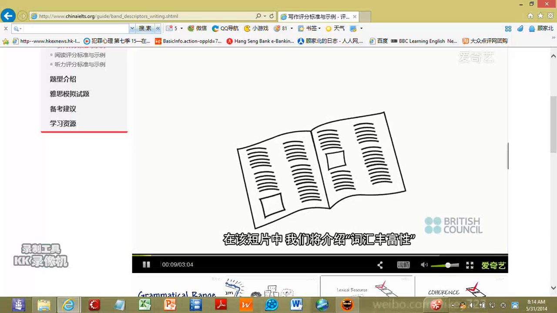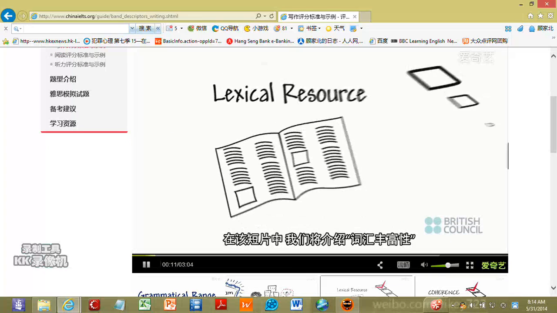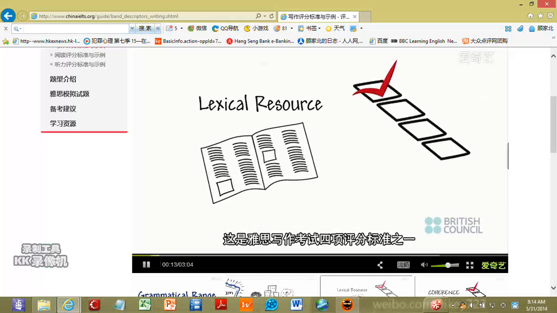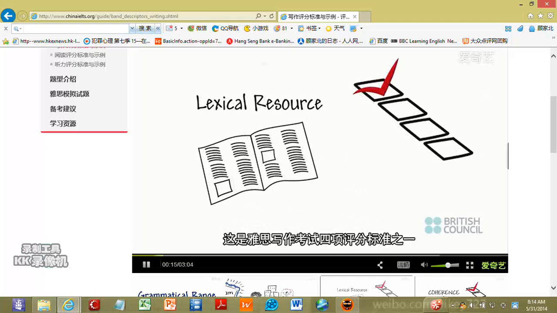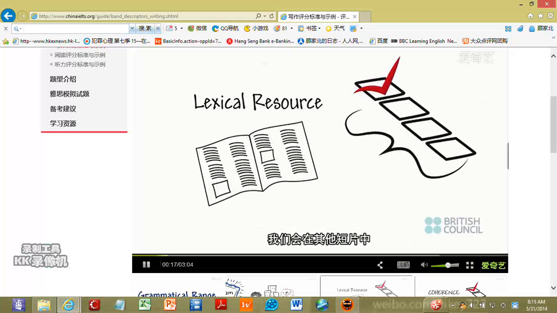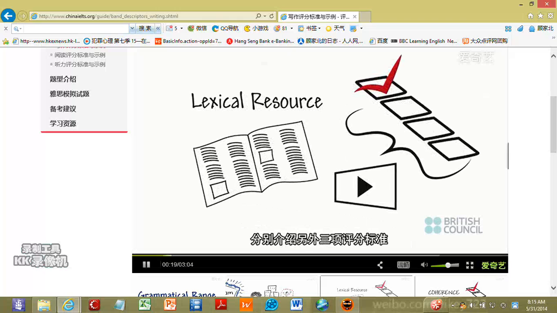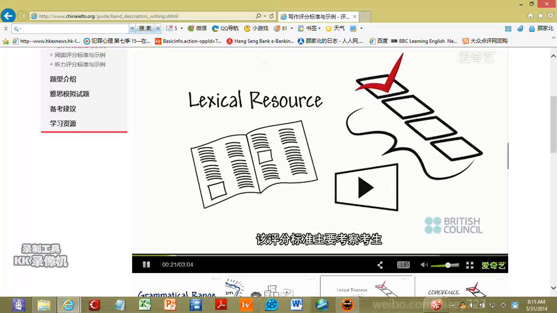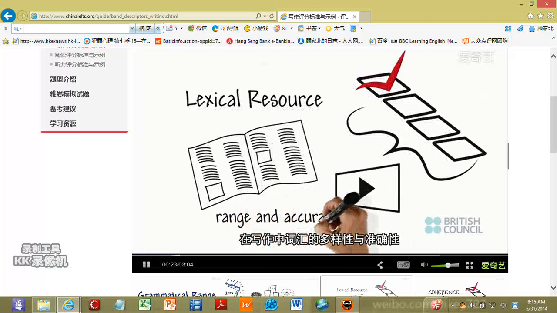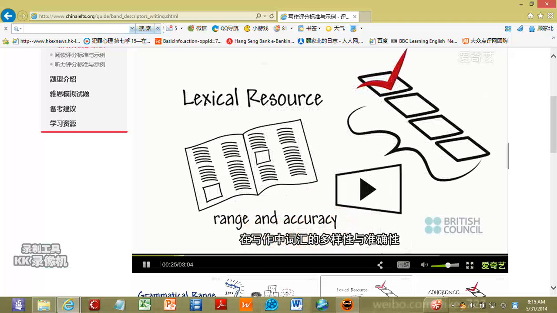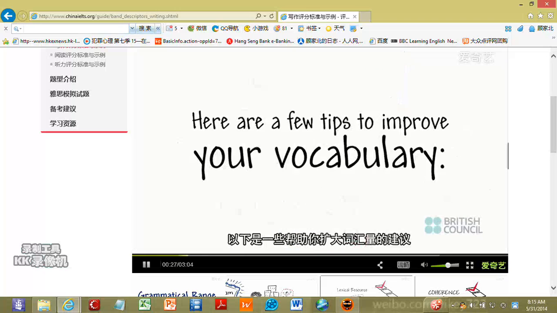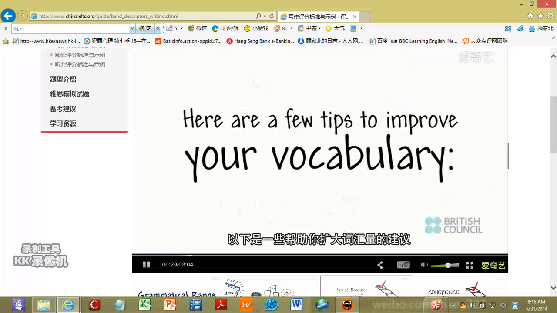Here we look at the criteria of lexical resource. This is one of 4 criteria on which you will be tested. Look for the other 3 criteria in other videos. This criteria focuses on the range and accuracy of the vocabulary used in your writing. Here are a few tips to improve your vocabulary.